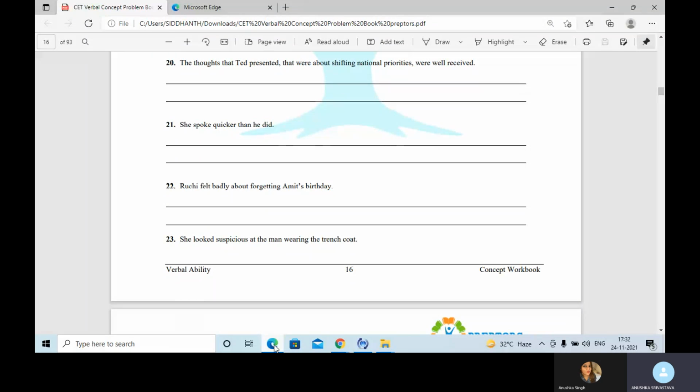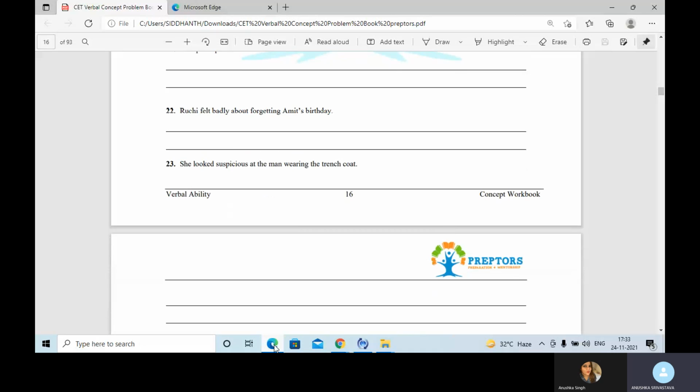23rd talks about again an adjective and an adverb. She looked suspicious. We are looking at the action of looking. It's an active performance. We need to take an adverb. So she looked suspiciously at the man wearing the trench coat. I have taken an adverb instead of adjective.